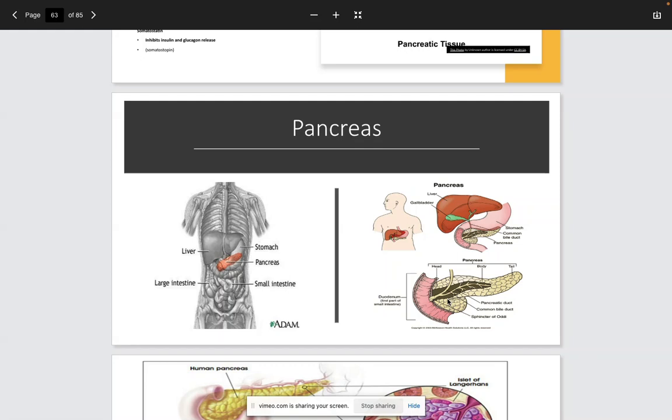Again, we would be able to pick that up. So, for our purposes, I just want you to know that there's a head, body, and tail. I want you to know the pancreatic duct enters into the duodenum.